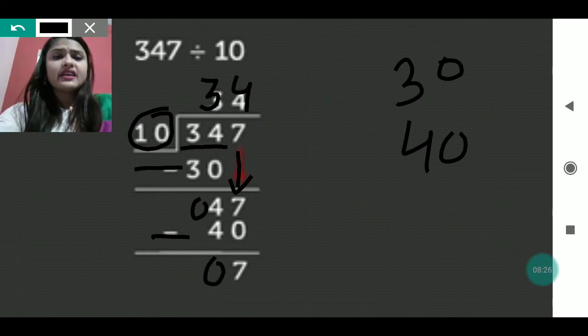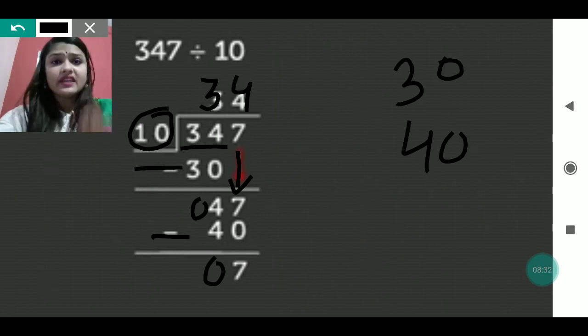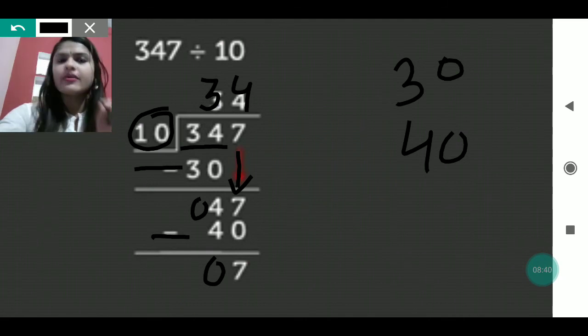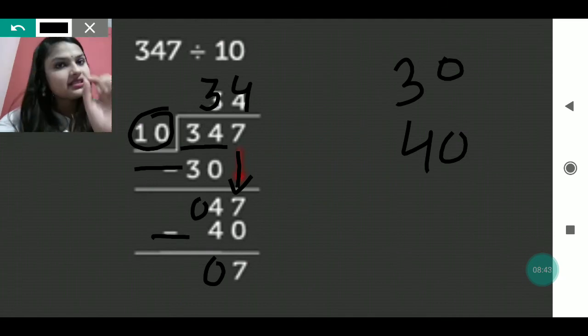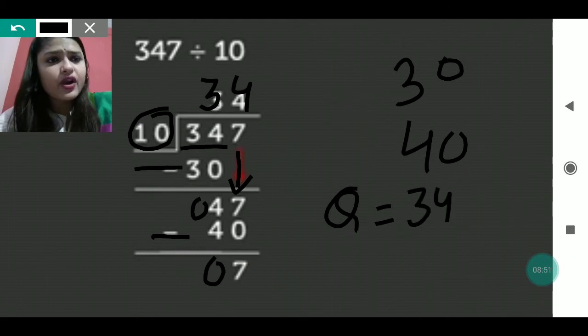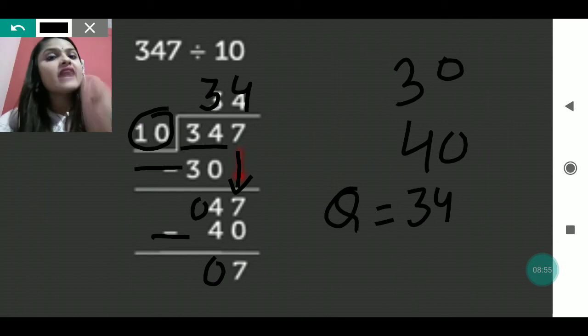So my dear, you can tell me what is the remainder here, what is the dividend here, what is the divisor here, what is the quotient here. If it is being asked in the question to write the quotient and the remainder only: quotient is the answer which you have got after doing the complete division. So what is the quotient here? That is 34. And what is the remainder? Remainder is 7. The leftover number.